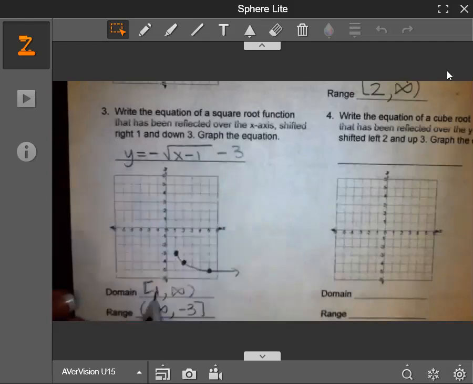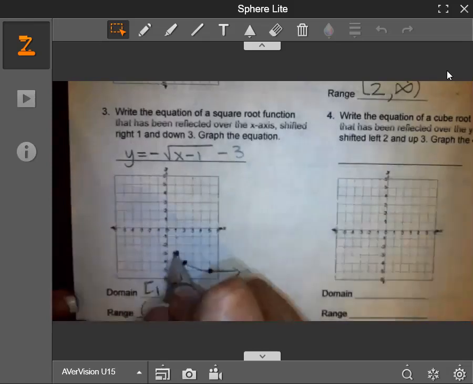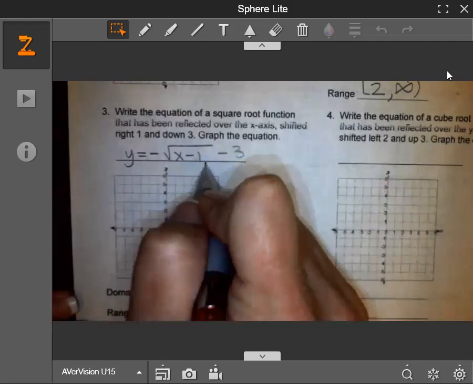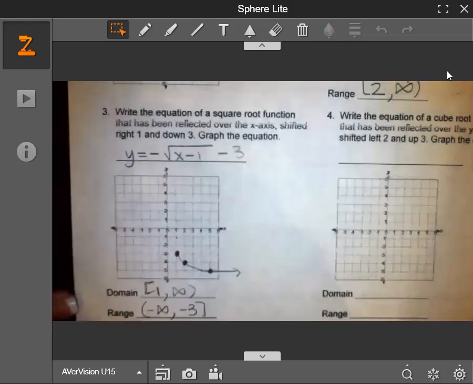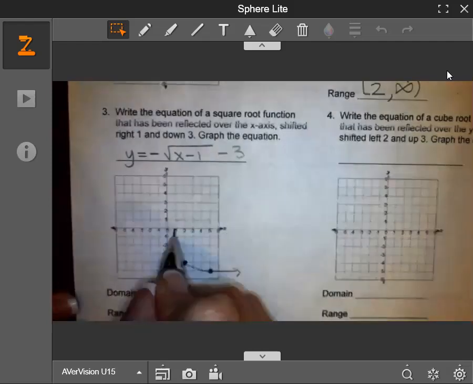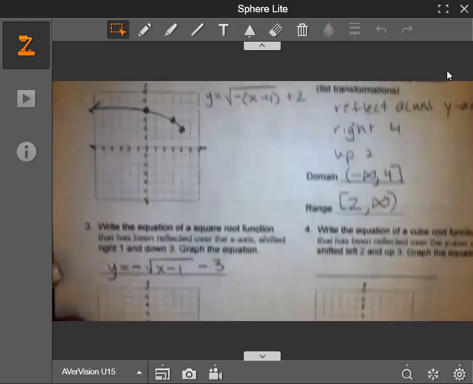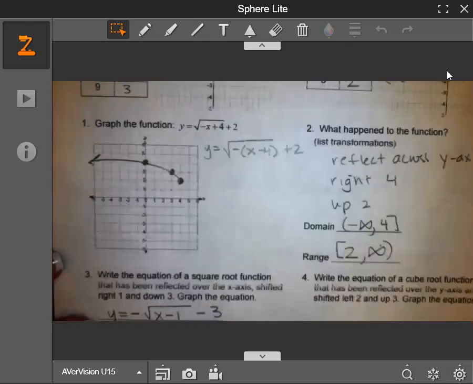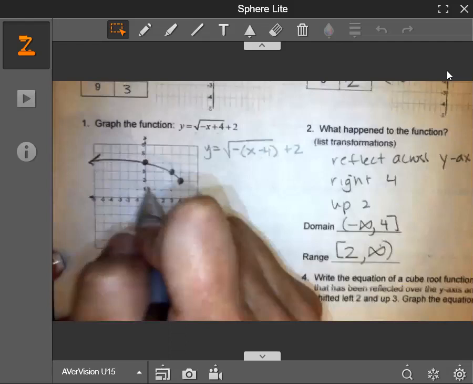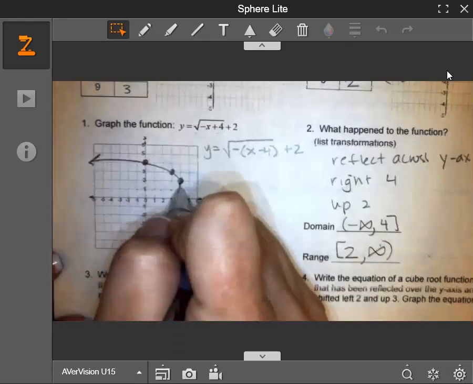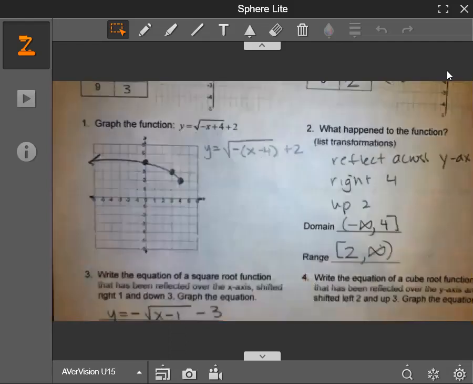Or sorry, the +1, because that's the C value. That's my vertex. If you haven't recognized that, 1, -3, that's my CD. CD are my vertex. 1 and then -3. Notice on the one that we did up here, my C and my D was 4 and 2. That's my vertex right there at 4, 2. So your vertex is that C and D value when you're graphing.